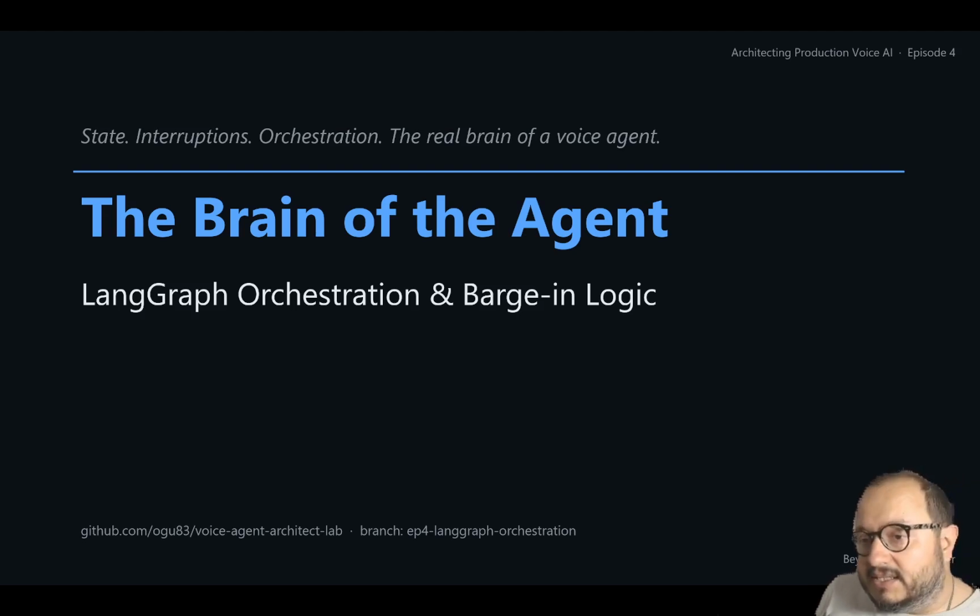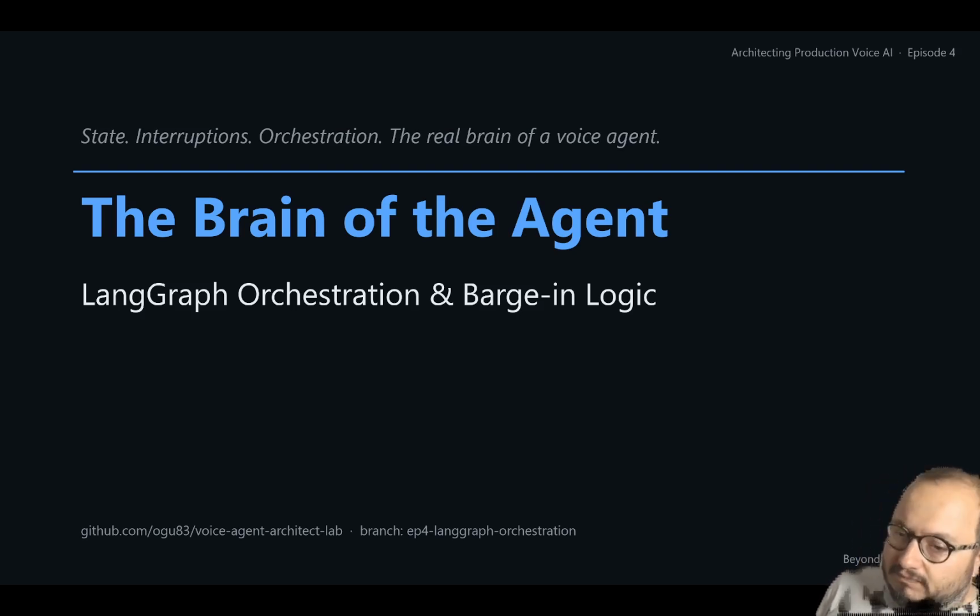The part that decides what the agent does next, manages state across a multi-turn conversation, handles interruptions gracefully, and delegates subtasks to specialist sub-agents. That is this episode. We are going to use LangGraph to build a supervisor orchestration pattern for a voice agent. We add Redis checkpointing so the agent can save and restore state in sub-millisecond time.